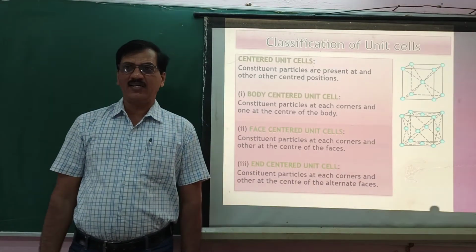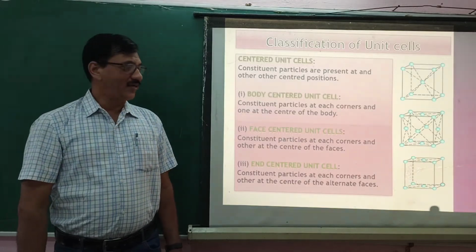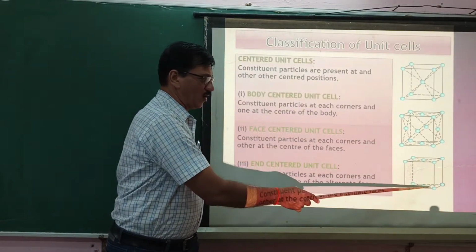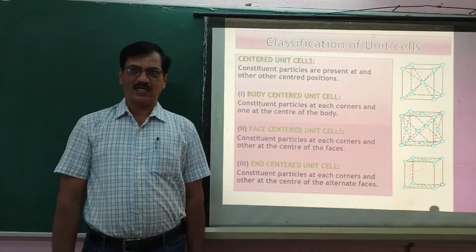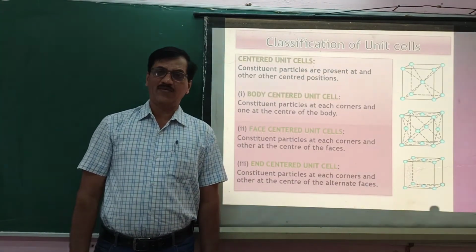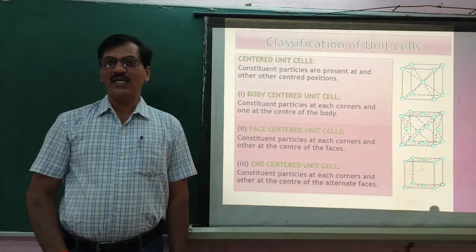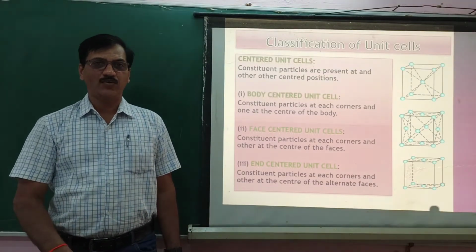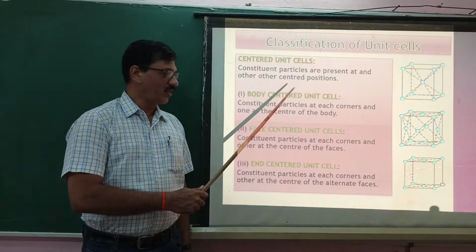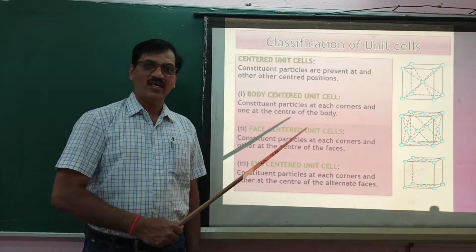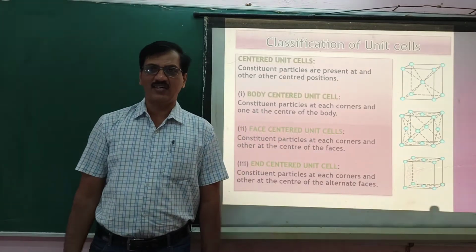There may be end-centered unit cell. Alternate faces will have constituent particles along with the corners. So a primitive unit cell has particles only at the corners, or it may be a centered unit cell. And a centered unit cell may be body centered, simply called BCC, face centered called FCC, or end centered, EC.